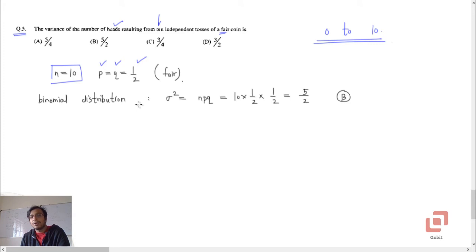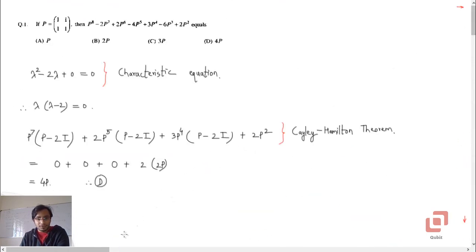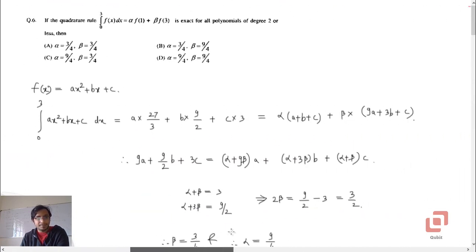For the binomial distribution, how do we find the variance? Variance is n into p into q. This is the standard formula from your 11th and 12th mathematics. Variance is npq. n is 10, p is 1 upon 2, so is q. So it is 10 by 4 or 5 by 2, option B. A very simple problem, perhaps the simplest among all 11. Let's now go to question 6.